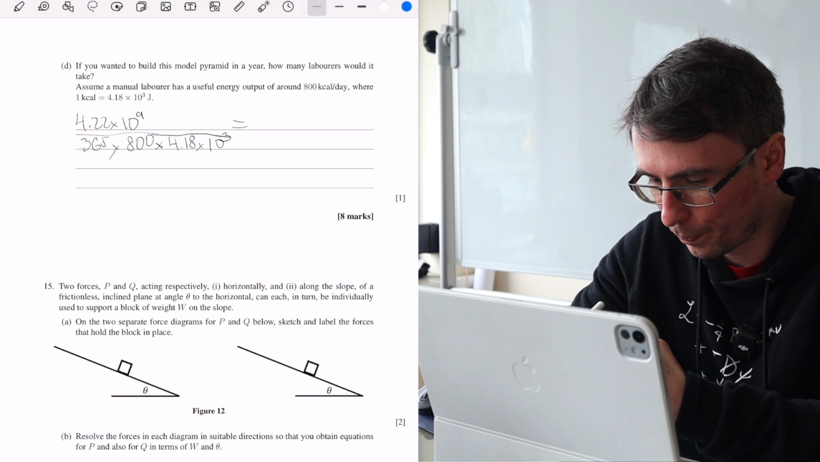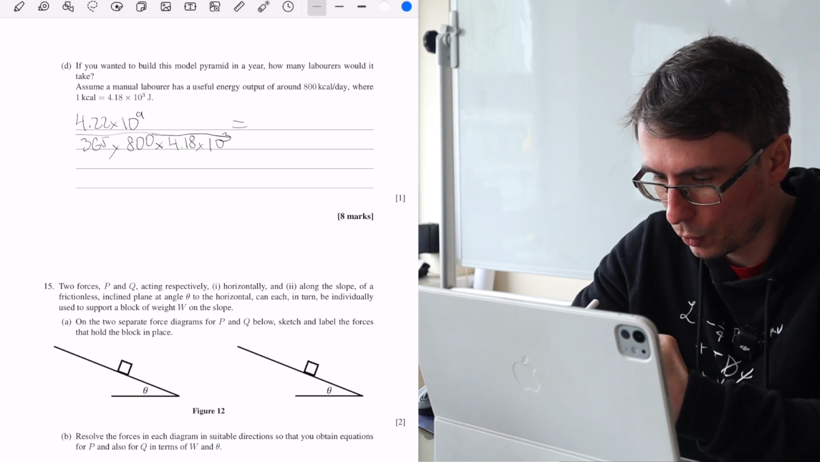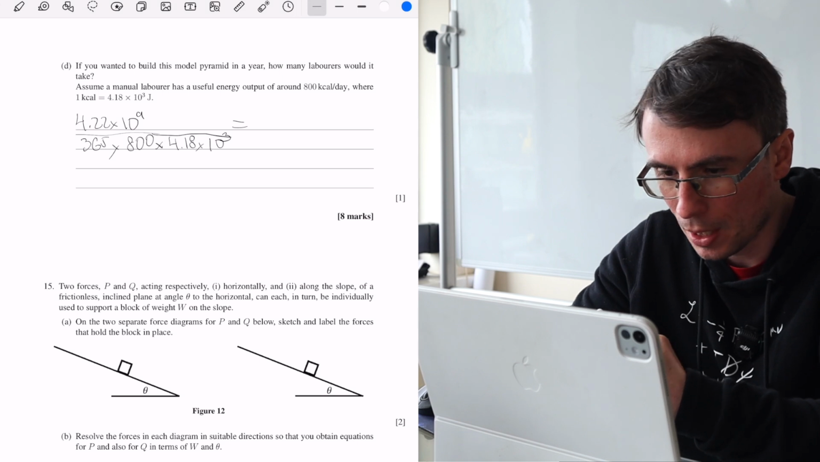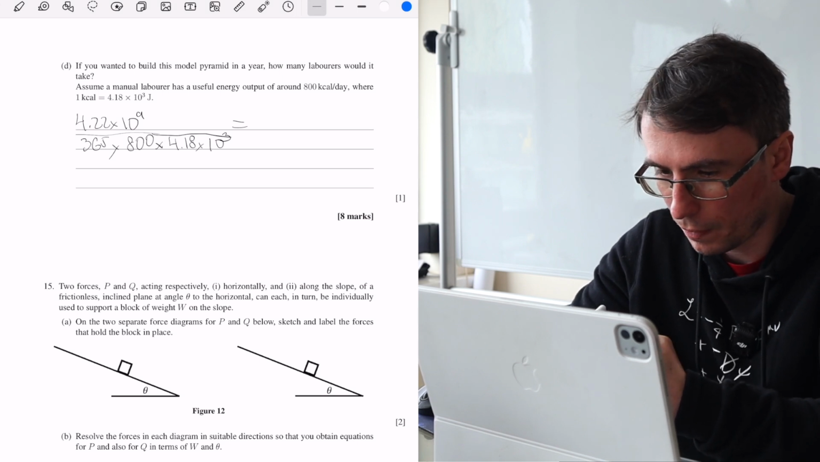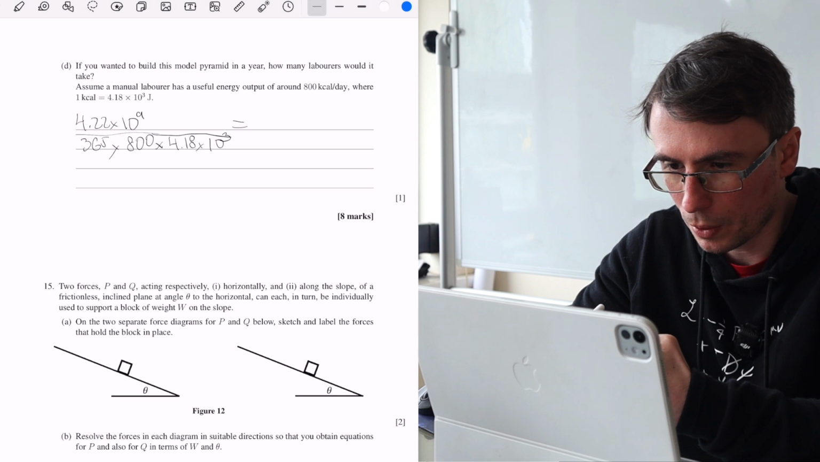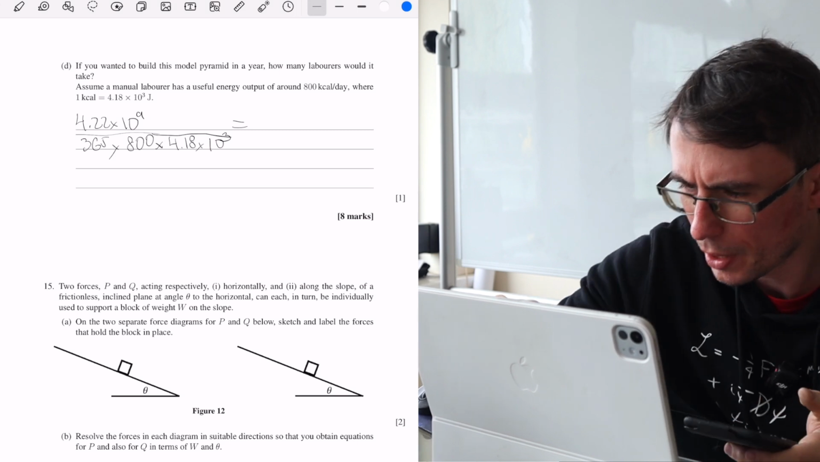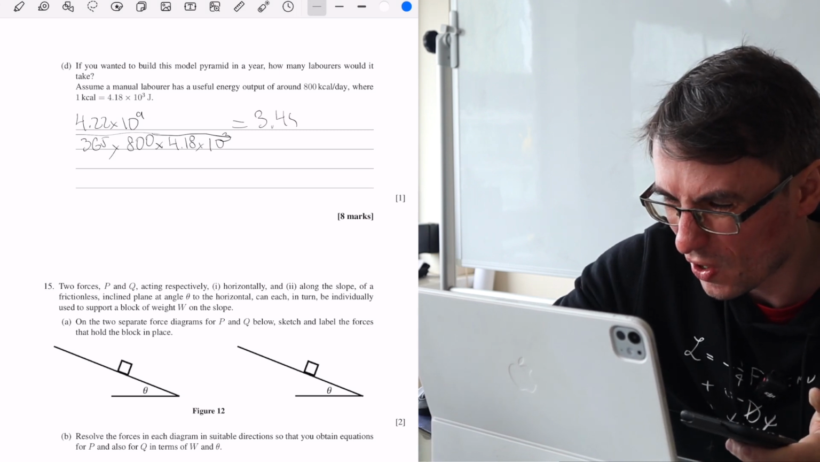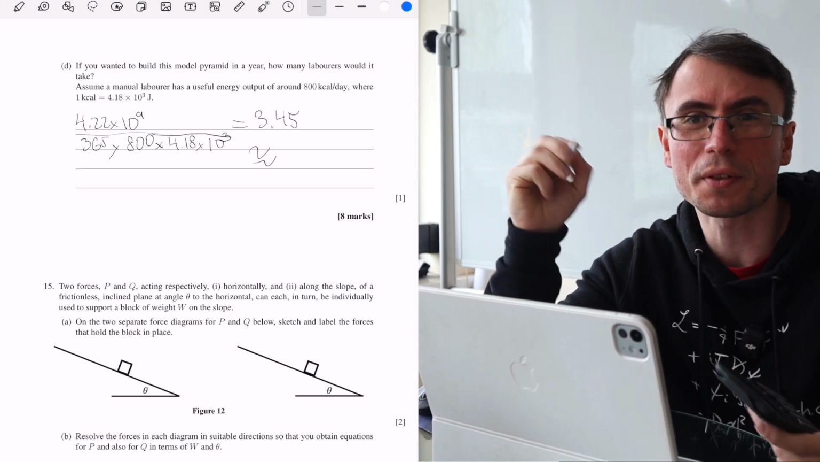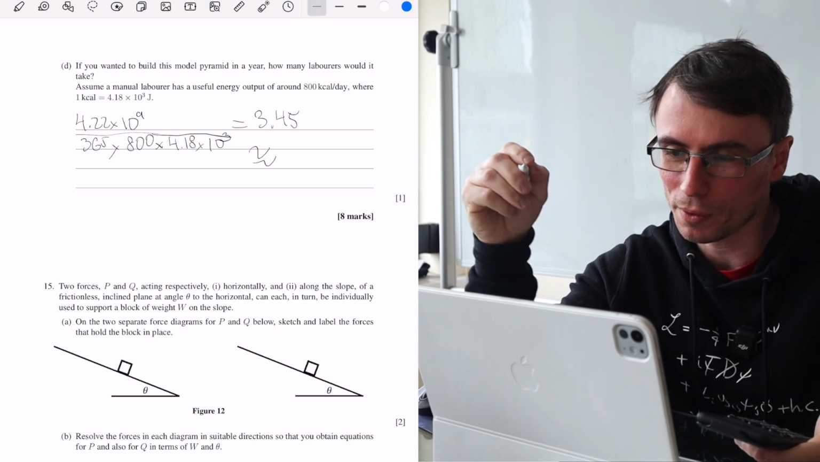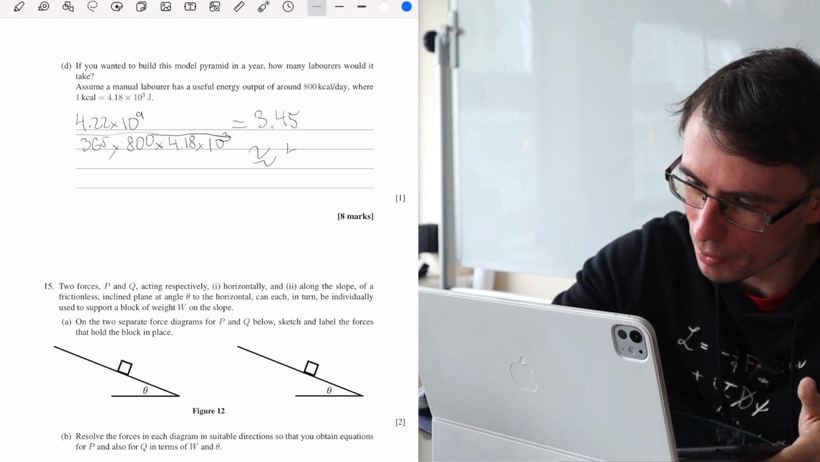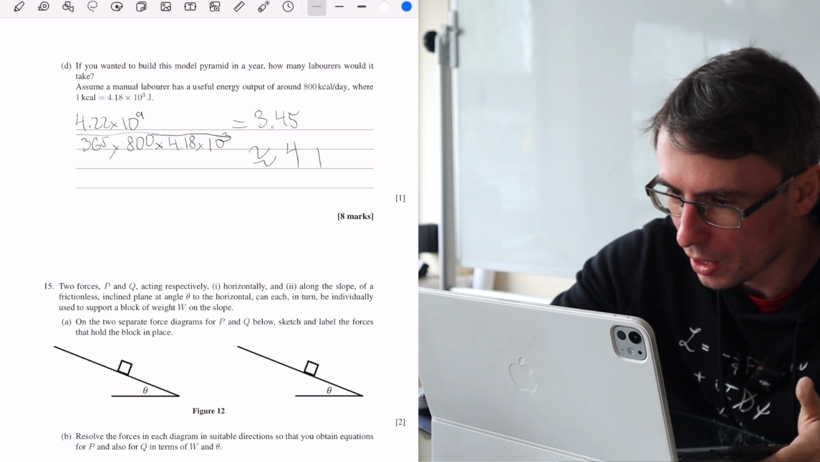So 4.22 times 10 to the power of 9, divide that by 365 times 800 times 4.18 times 10 to the power of 3. We get around 3.45. So most of the marks are likely here going to be just for the calculation. So let's just say around 4 laborers.